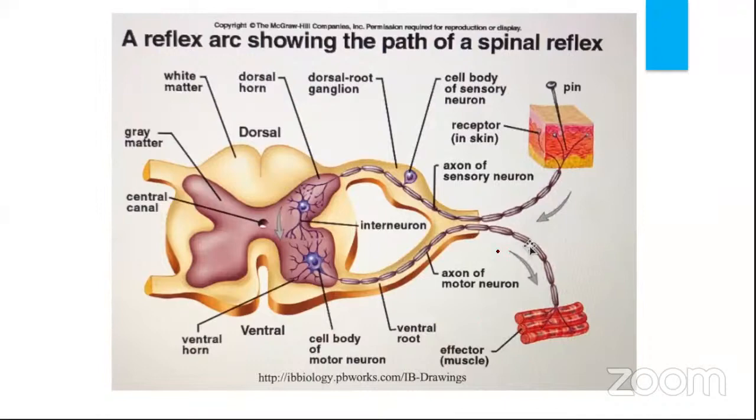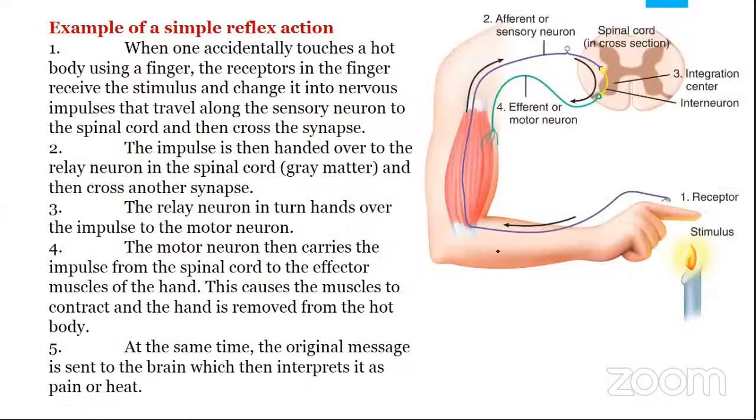And I remember at that point, this is what we said, an example of a simple reflex: when one accidentally touches a hot object by using a finger, the receptors in the finger receive the stimulus and change it into nervous impulses that travel along the sensory nerve to the spinal cord, and then across a synapse to the relay neuron in the gray matter. The relay neuron in turn hands over the impulse to the motor neuron, and the motor neuron carries the impulses from the spinal cord to the muscle or the gland involved. Then the muscle contracts, and the hand moves away from the hot object.